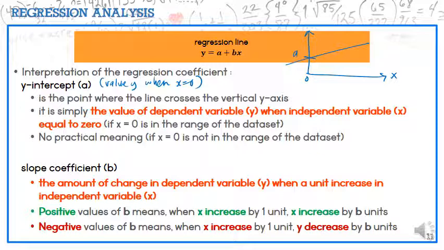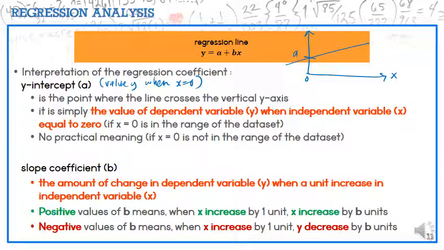Okay, so here there is a statement. It is simply the value of dependent variable y when independent variable x equals 0. Okay, it is relevant if x equals 0 is in the range of the data set. Okay, there is no practical meaning if x equals 0 is not in the range of the data set.